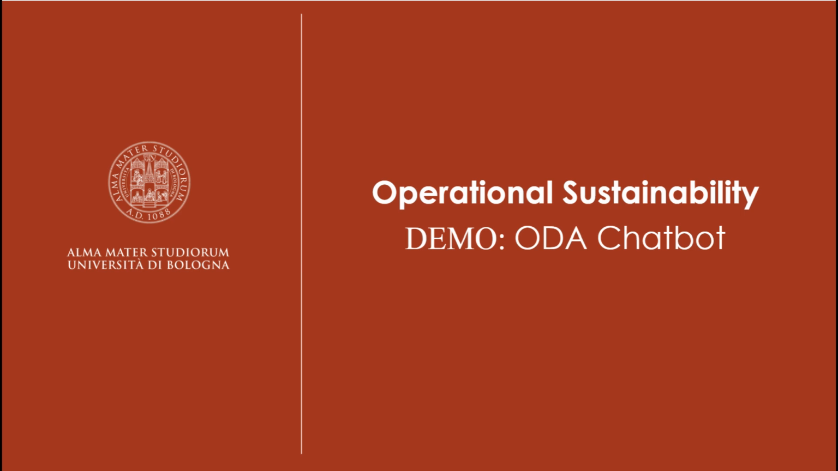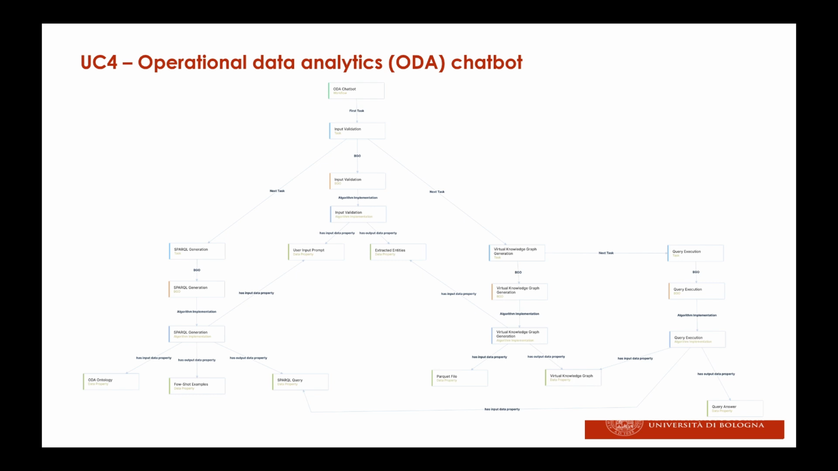Here is the demo for the operational data analytics chatbot. Here we have the same workflow diagram, which starts with the first task of input validation, which takes as input the user query, and this input is then validated, checked for rules, for correctness, and then if it's valid, it is passed on to the next two tasks of SPARQL generation and virtual knowledge graph generation.